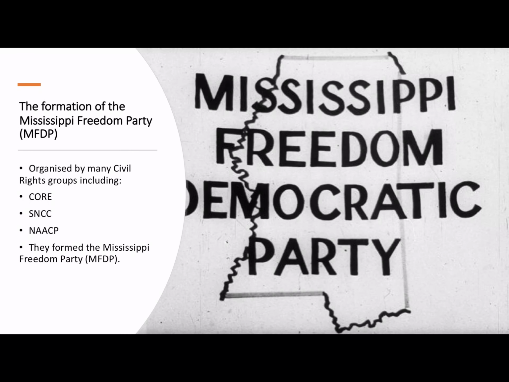So just as the March on Washington, it was a number of civil rights groups who were responsible for organising the Freedom Summer. These included the Congress of Racial Equality, the Student Nonviolent Coordinating Committee, and the National Association for the Advancement of Coloured People. These acted together in forming the Mississippi Freedom Democratic Party, or the MFDP for short.